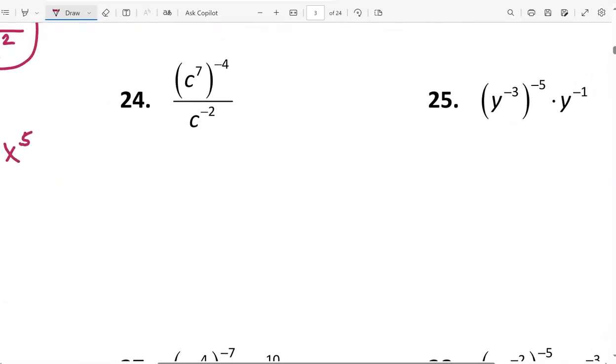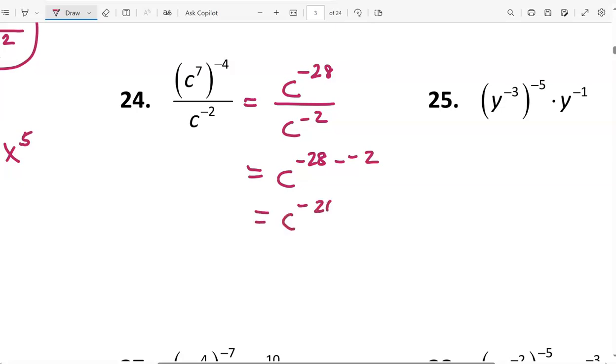For number 24, in the numerator we have a power to a power, so multiply the exponents, that's c to the negative 28, divided by c to the negative 2. Now we can subtract the exponents, and that gives us c to the negative 26th power, which is 1 divided by c to the 26th power.